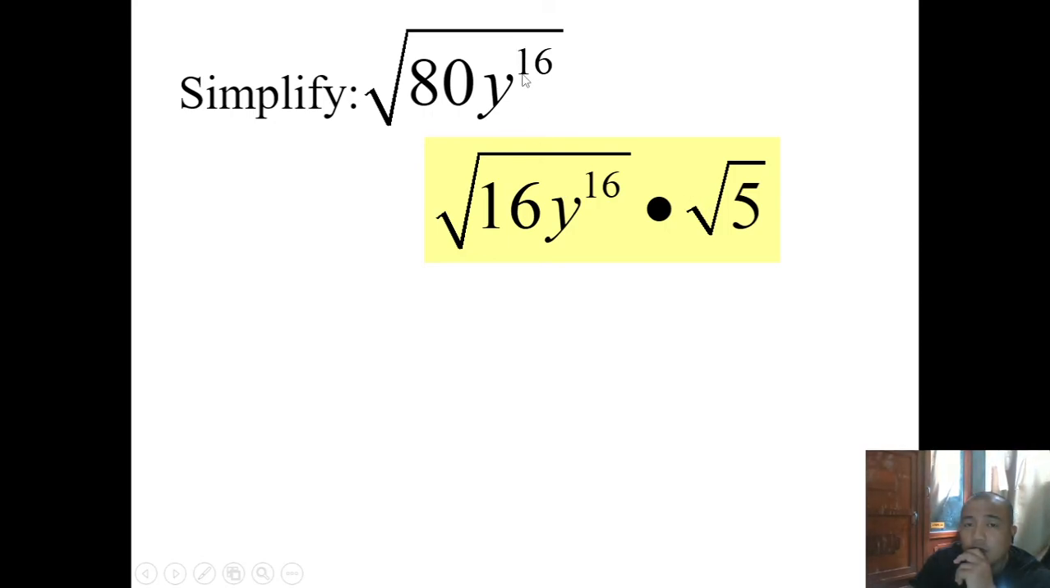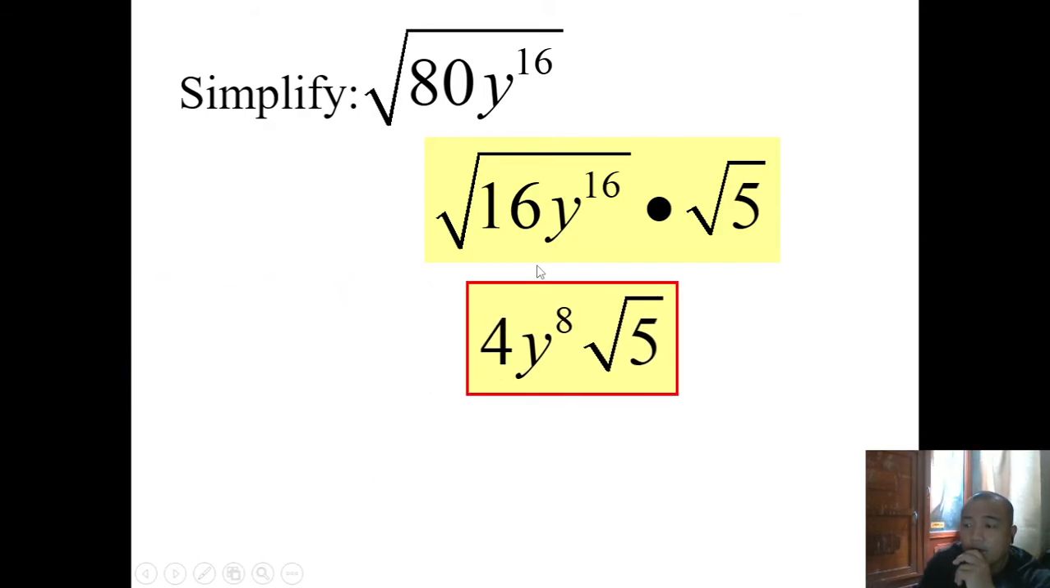Okay, we will not factor anymore the y to the 16 because 16 is an even number. We can now divide 16 by 2, the index. So the answer is 8. Okay, square root of 16 is 4. Square root of y to the 16 is y to the 8. So 4y to the 8 times square root of 5.